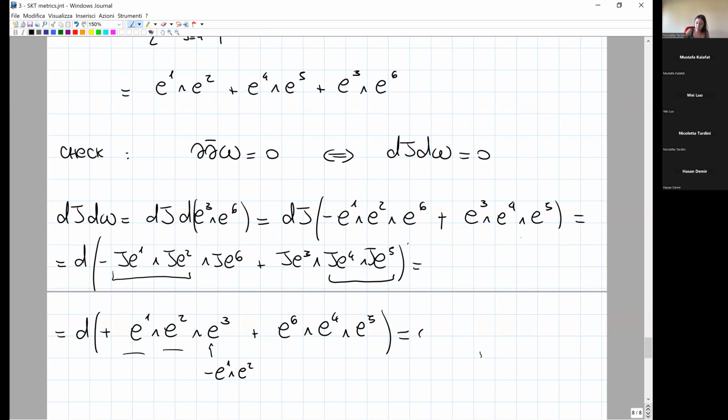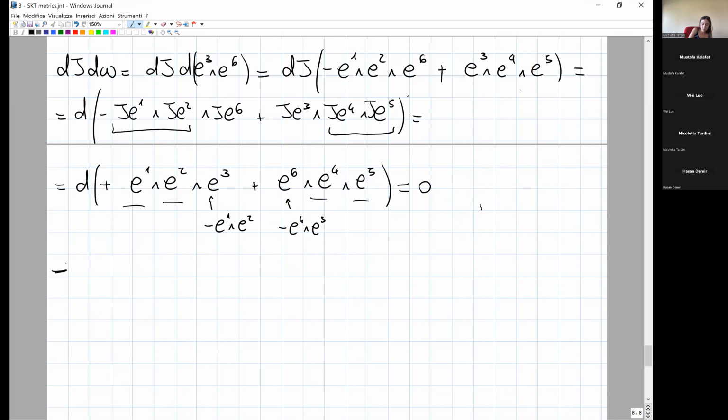So the first part is 0. And similarly, here, the differential of E6 is minus E4 wedge E5. So this is 0. And then E4 and E5 are closed. So this differential is 0. Okay? Which means that omega is SKT.